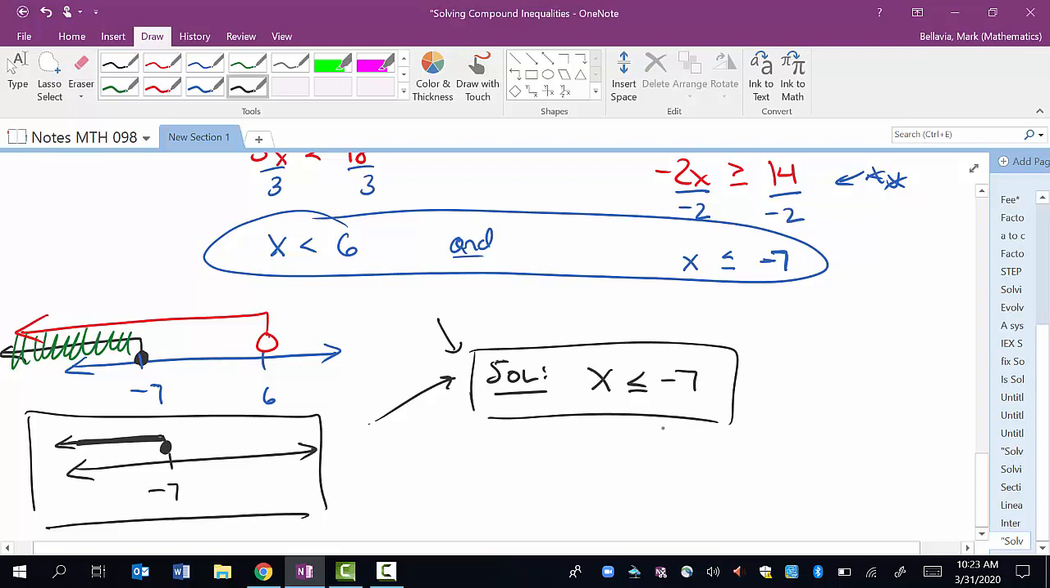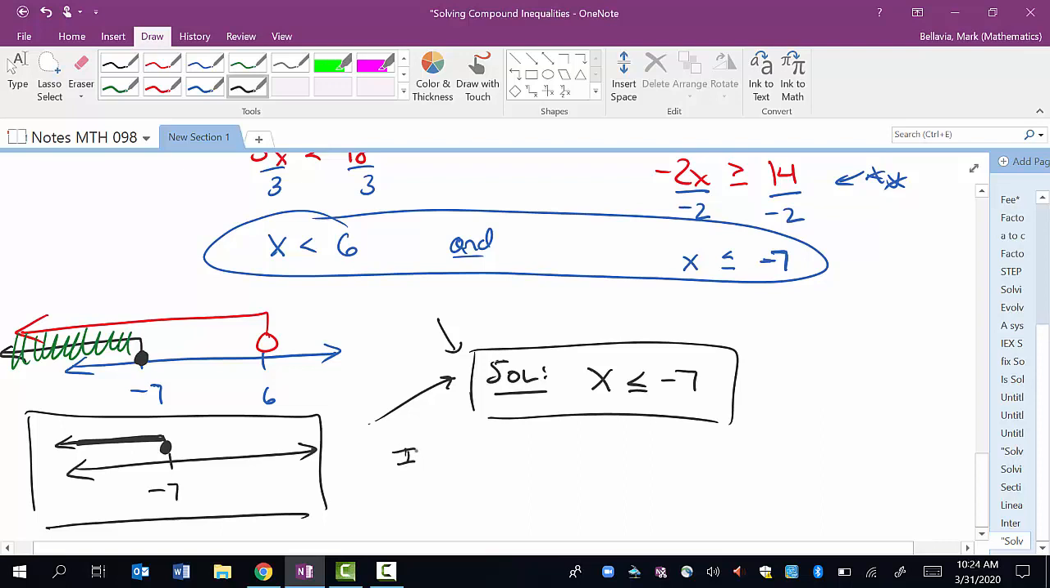If this said or, just to point it out, then you would want anything covered by either of them. So you would want all of this, and you would want to take all of this, because either part is okay, and then you would have all the x's less than 6. Because it says and, you want the overlap.